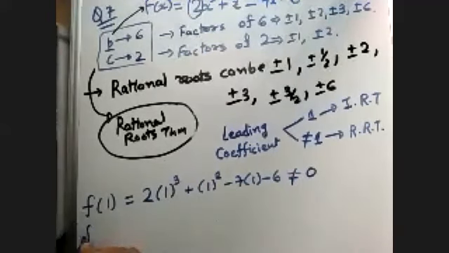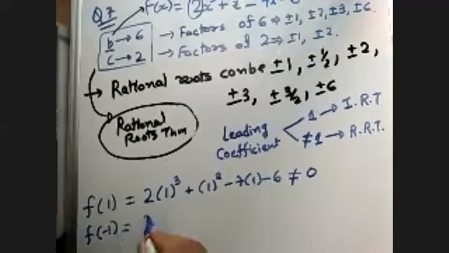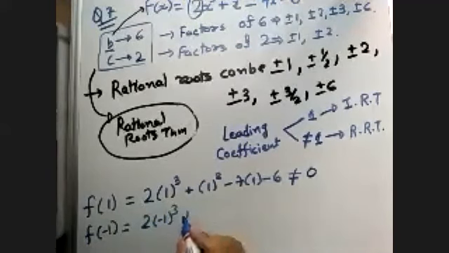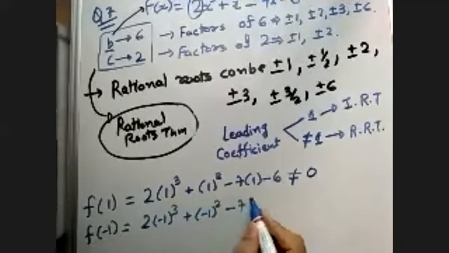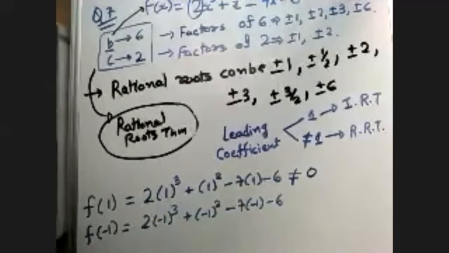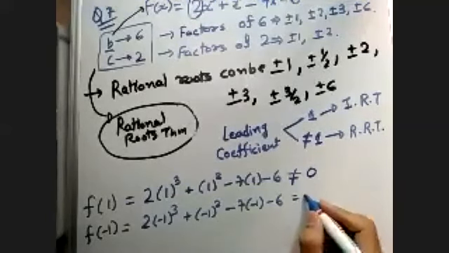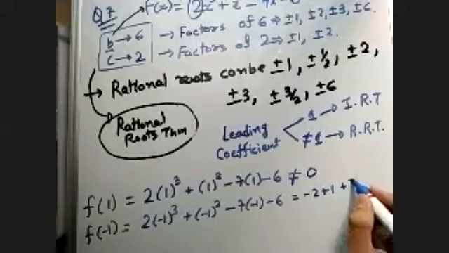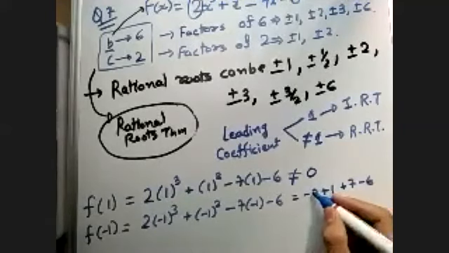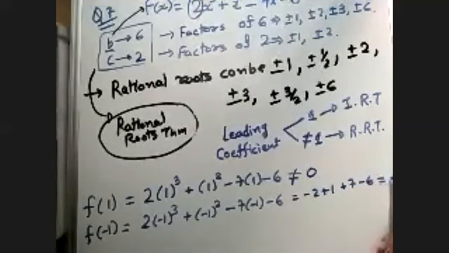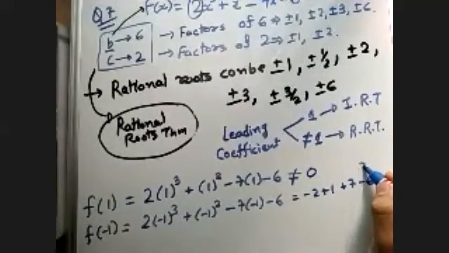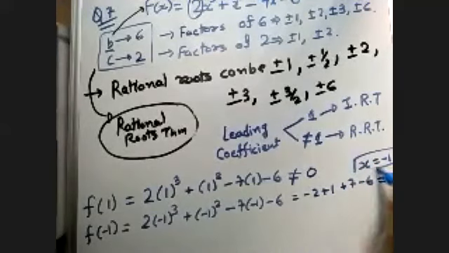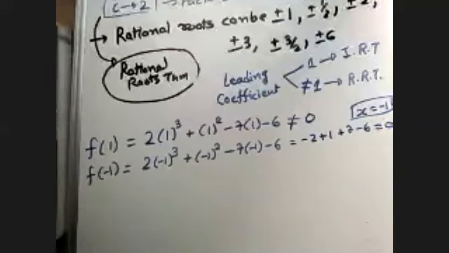Let us check for f of minus 1. So 2 times minus 1 cube plus minus 1 square minus 7 times minus 1 minus 6. So it is minus 2 plus 1 plus 7 minus 6. See it carefully. Minus 2 plus 1 plus 7 minus 6. So minus 6 minus 2 minus 8. 7 plus 1 8. So it is 0. So we got our first root, that is x is equal to minus 1. Now 1 down, 2 to go, because its degree is 3, so it can have maximum 3 roots.